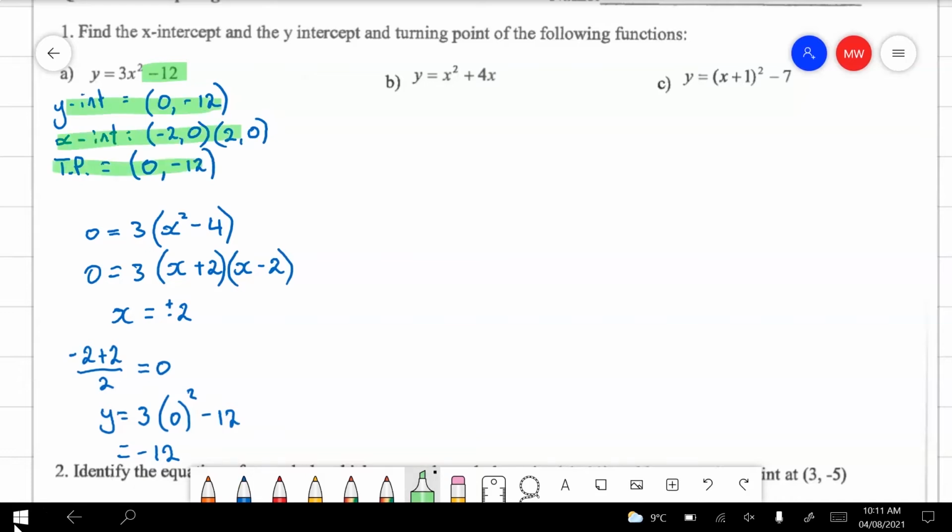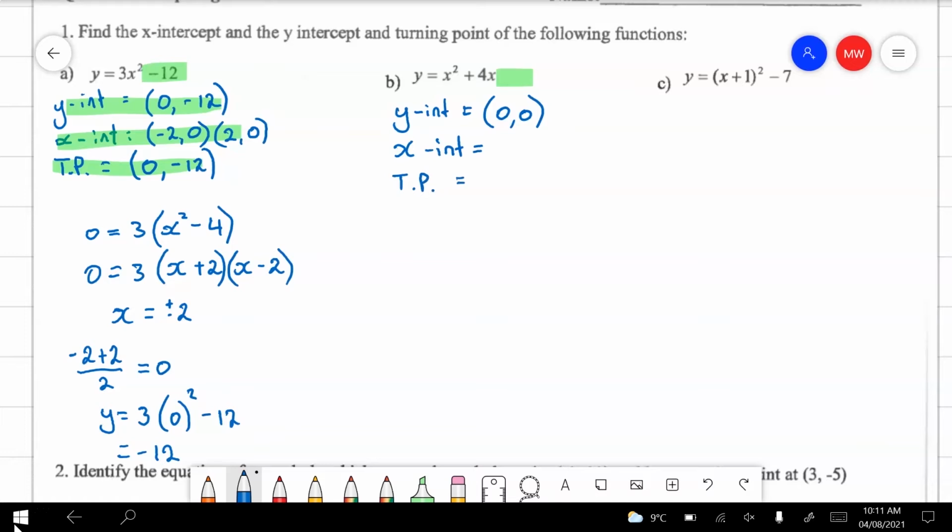In the second one, the equation looks slightly different. You can see that it's missing its constant on the end, which means that straight away I know that the constant is 0. So my y-intercept happens when x is 0, y is also 0. I'm going to have some x-intercepts for this one as well, and I'm also going to need to find my turning point. We'll do it in the same way.